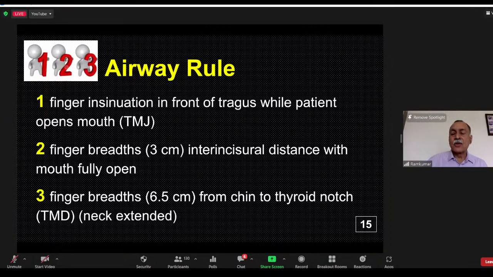This slide just summarizes the 1-2-3 rule that I talked about. And this is very important because even if you do not have time to evaluate the airway in a detailed manner during an emergency, like for example, a trauma or a cesarean section, the minimum you can do is a 1-2-3 test, which takes just about 15 seconds. And a lot of information can be obtained from the 1-2-3 test and the result of this 1-2-3 test.